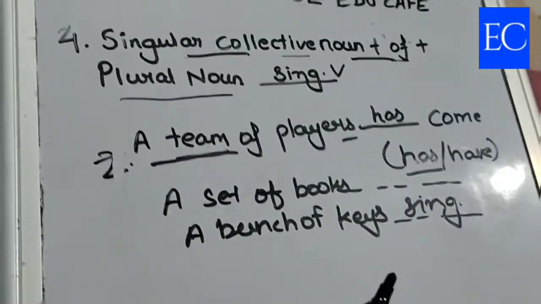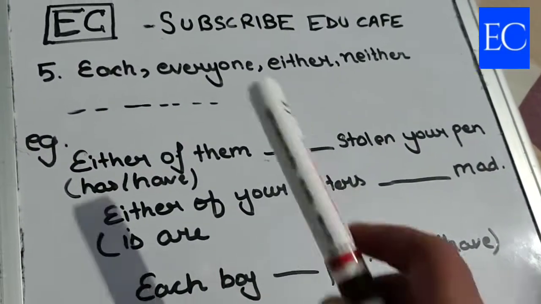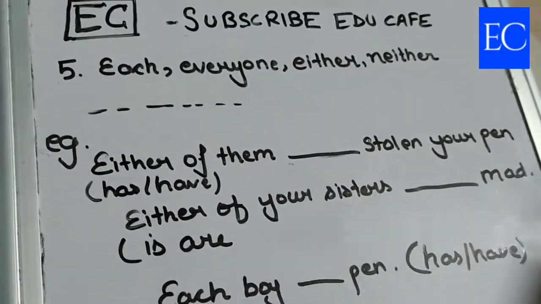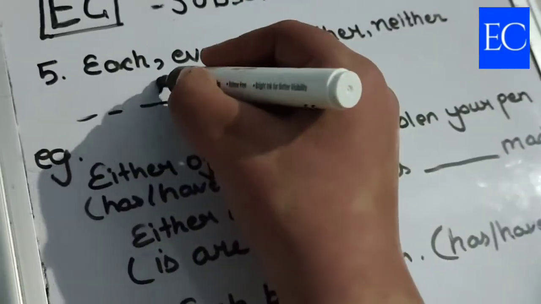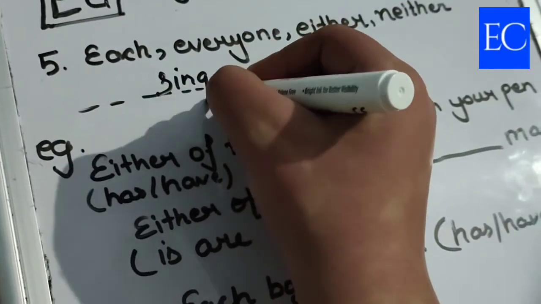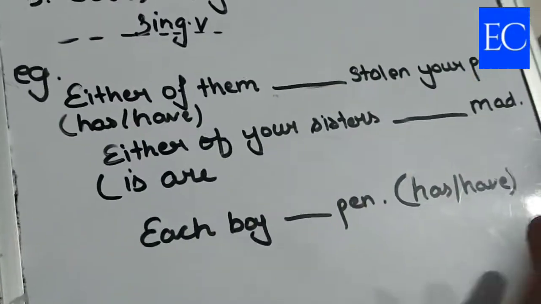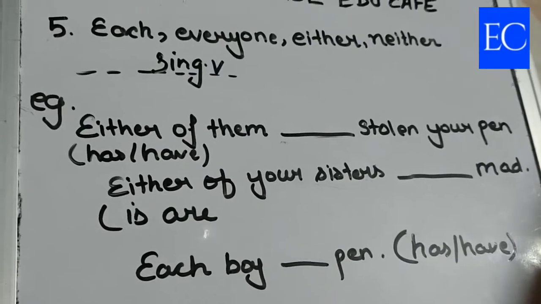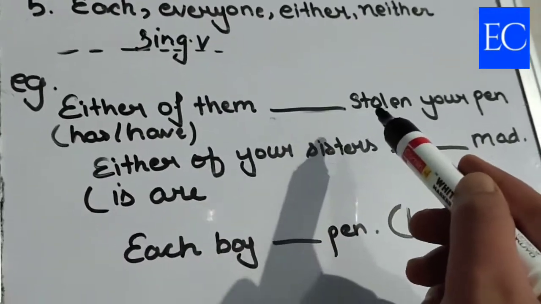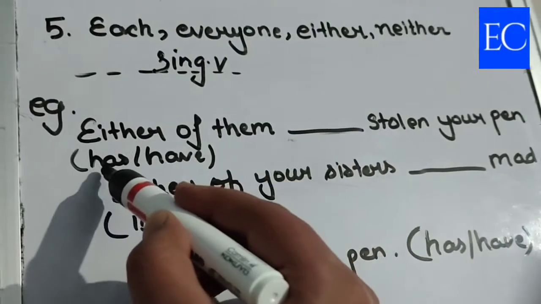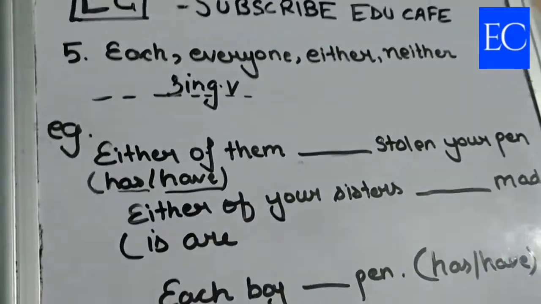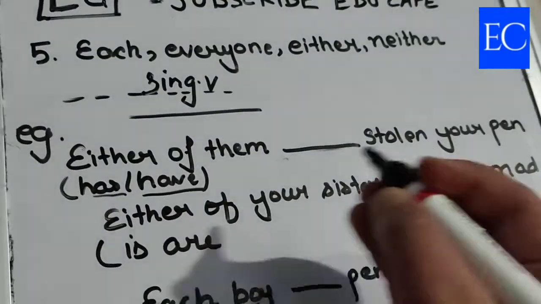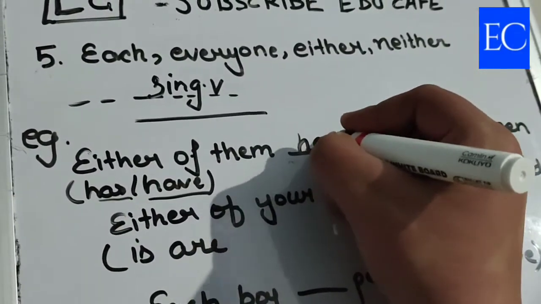Subject-verb agreement states that these words, each, everyone, either and neither, always take a singular verb. Here are some exercises as examples, we have to complete them. Either of them dash stolen your pen. The options are has or have. By the fifth rule we have studied, it will always take a singular verb. So we have to add here has.